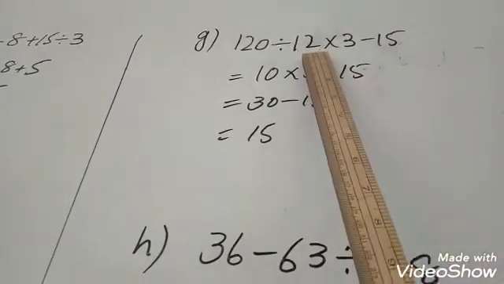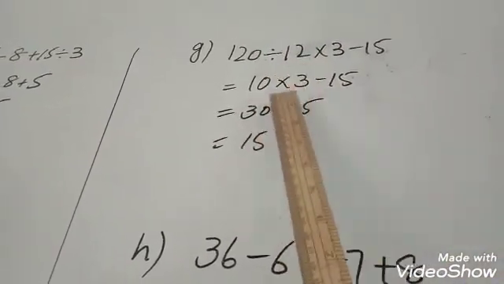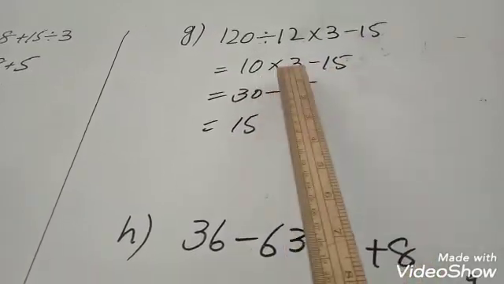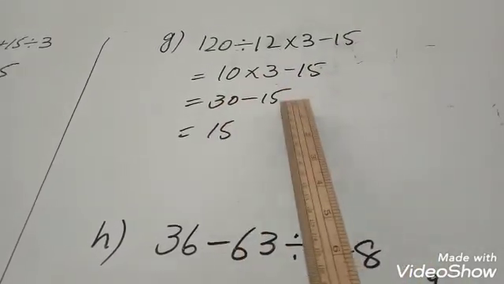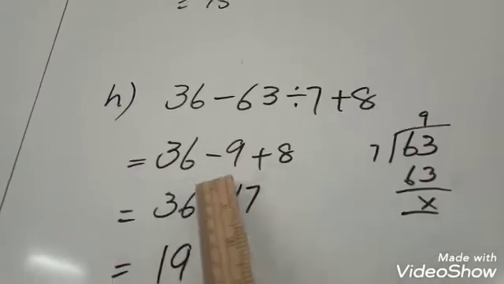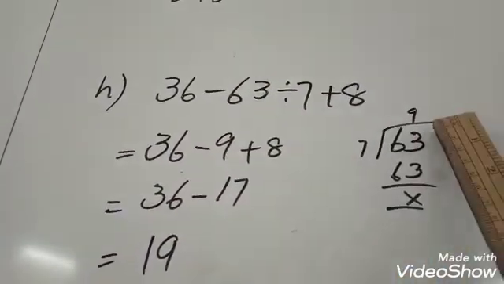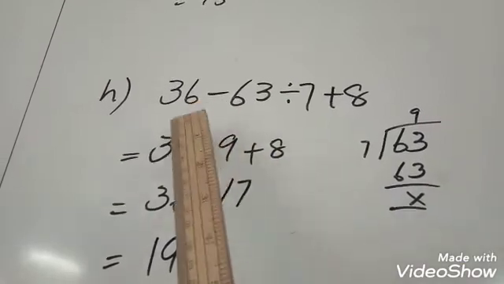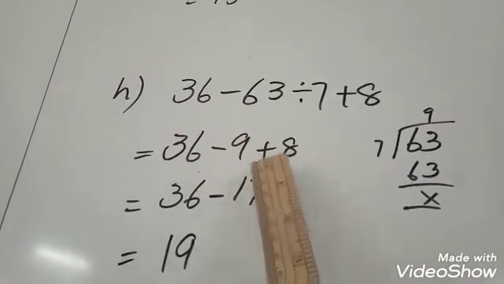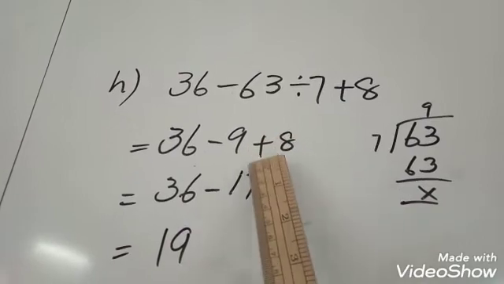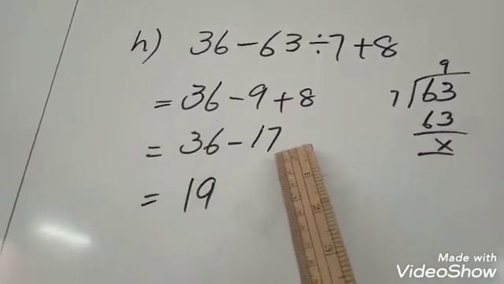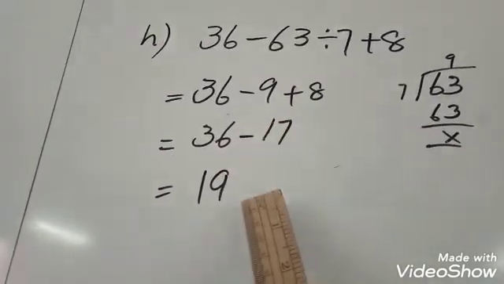120 divided by 12 is equal to 10. Multiply 3 minus 15. 10 multiply 3 is 30. 30 minus 15 is 15. 63 divided by 7 is equal to 9. So put here 9. 36 as it is minus 9 plus 8. Now we add these two values. Answer is 17. Then subtract and answer is 19.